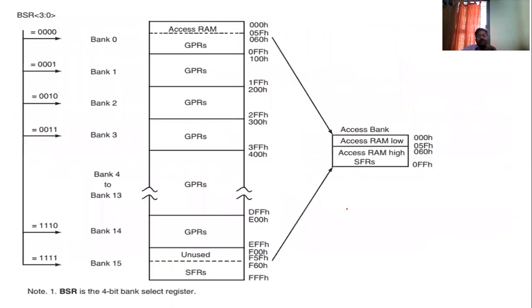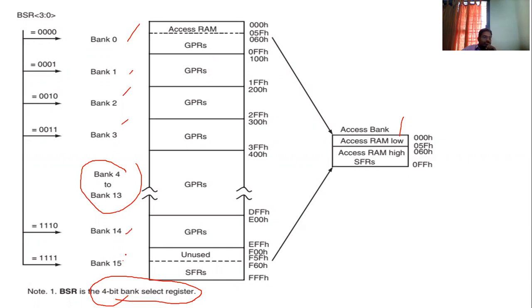Now see this, this is a basic diagram of the bit selection of the SFR. See this RAM. You see these all are the general purpose registers. Register bank 0, bank 1, bank 2, bank 3, bank 4 to 13, then 14, 15, 16. Then these are the SFRs. Up to this 4 KB memory.